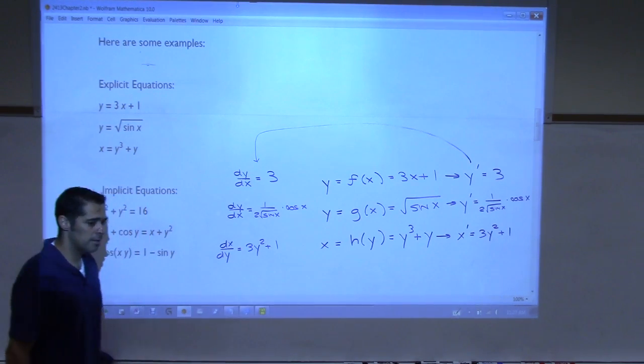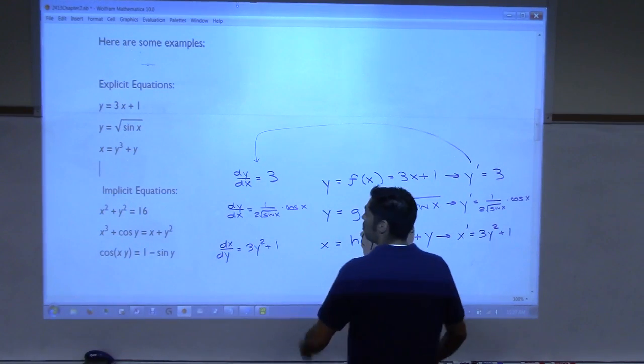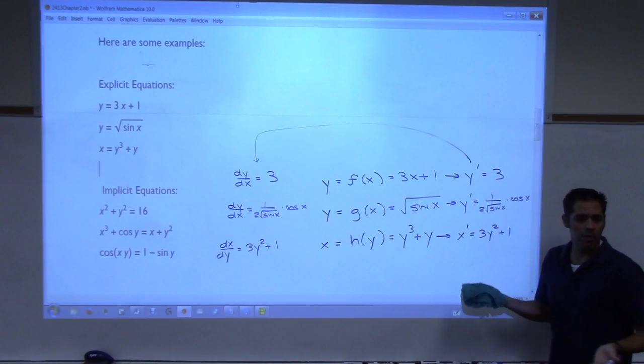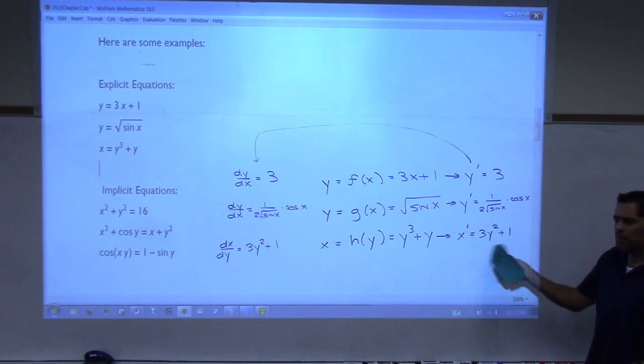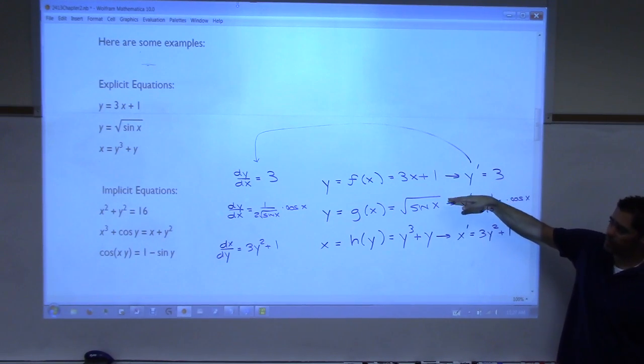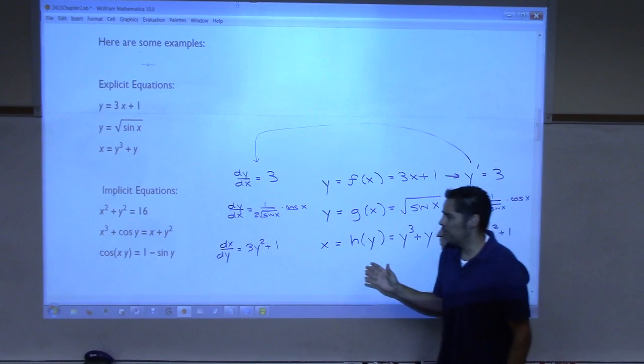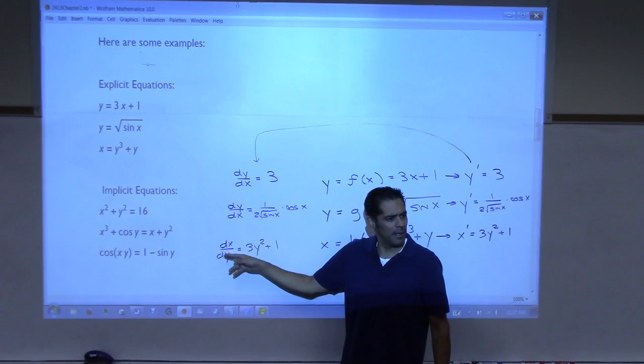We still all okay with this? Now, it's really nice when we can solve an equation for one of the variables, because then the derivatives are pretty straightforward. If you can solve it for y, it's just this. If you solve it for x, it's just this. Nothing real, no big change, right, other than the flipping here?